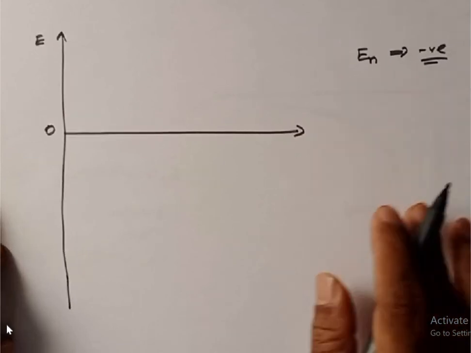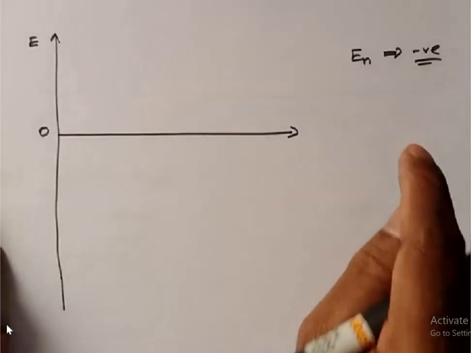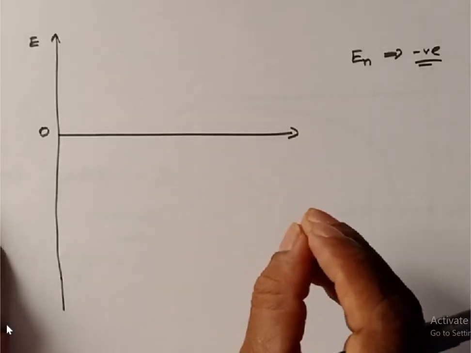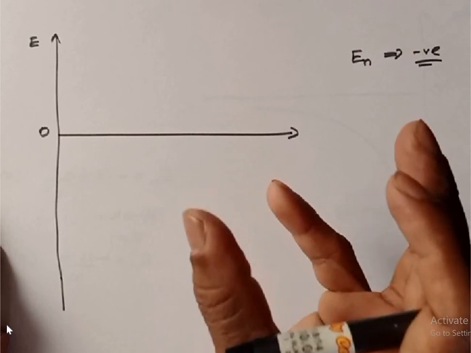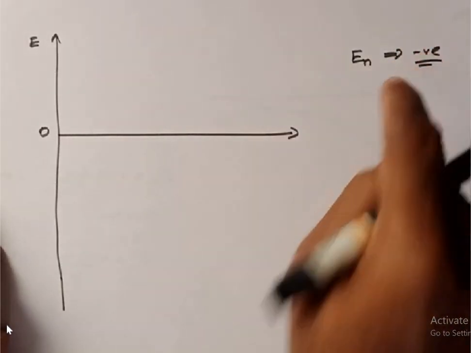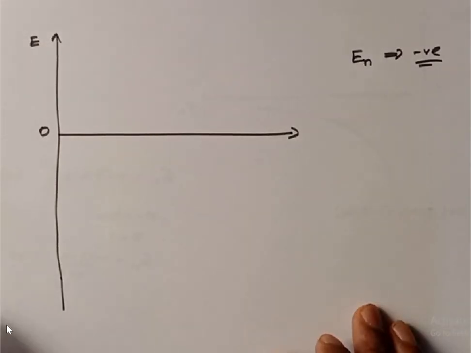What does this value indicate? What does the sign indicate? It indicates that the electron is bound by the nucleus. Whenever an electron is bound with a species, an atom, or a molecule, the energy of the electron should be negative. This is what the Bohr formula conveys.